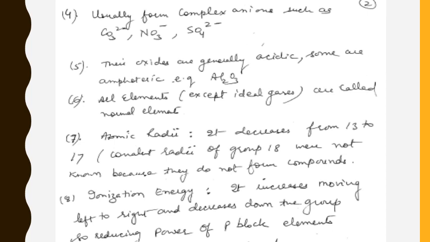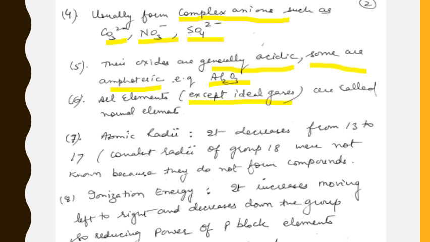The next property of these elements is that they form complex anions like carbonates, nitrates, sulfates. So they usually combine with other elements to form the anions. Next, the oxides are generally acidic, but some are amphoteric. The well-known amphoteric oxide is aluminum oxide. So we can say the p block elements have acidic oxides, and some are amphoteric in nature.